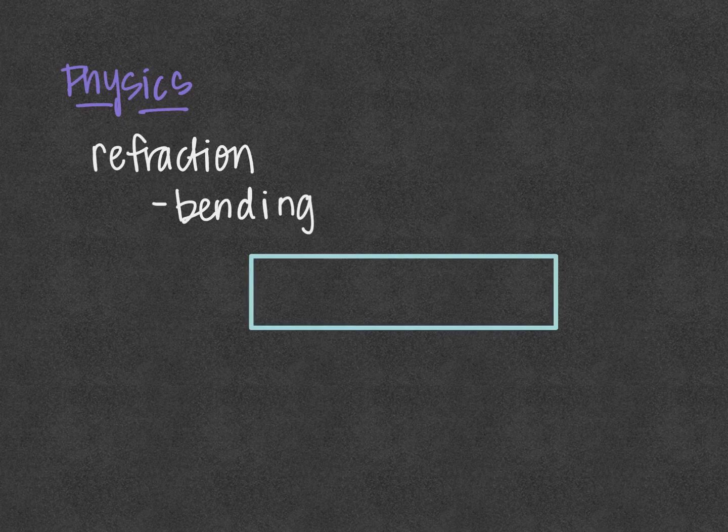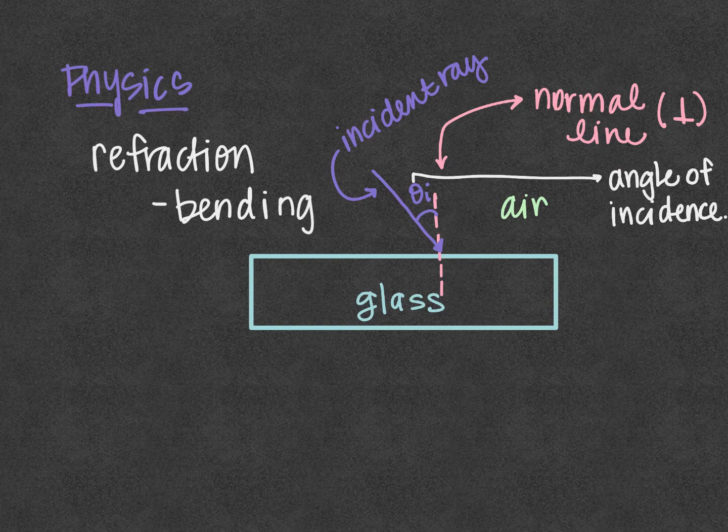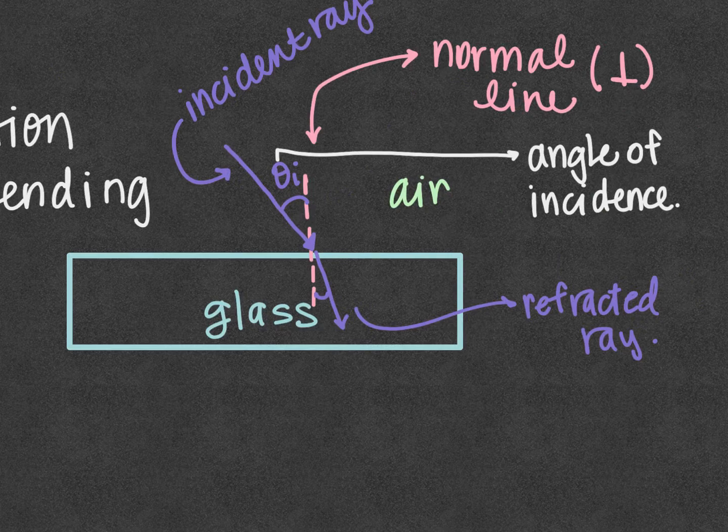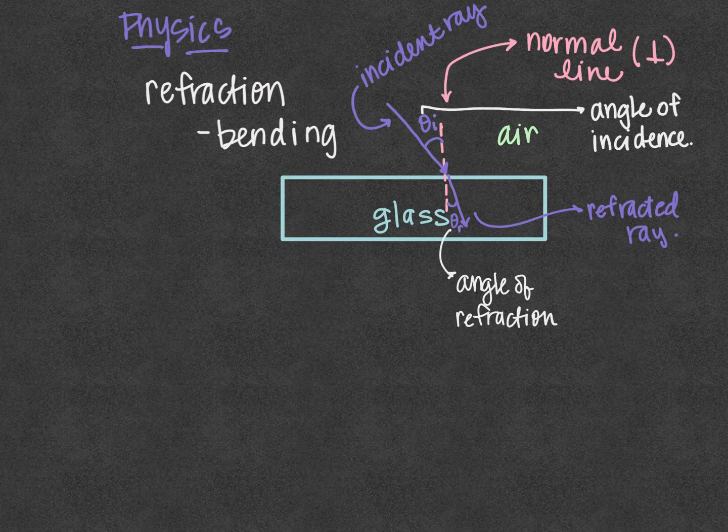Let's look at refraction, which means bending. Here's a block of glass. Here's the air around it, and here's a normal line to the top surface, which means perpendicular. This purple ray comes in, it's an incident ray, at an angle of theta I, which is the angle of incidence. And it bends when it passes into the glass, and we call that the refracted ray. And the angle, we call the angle of refraction.